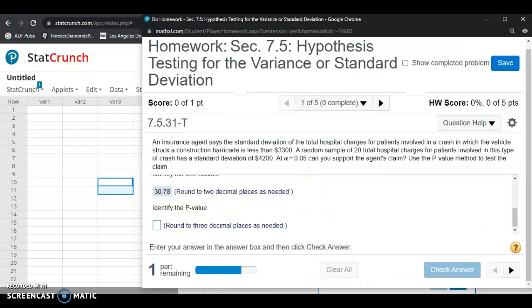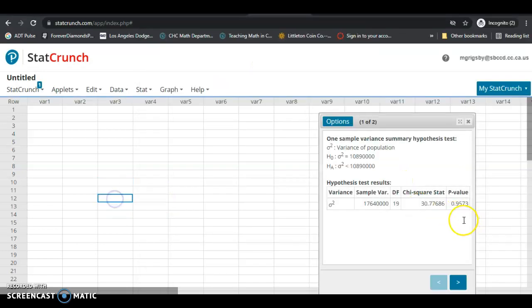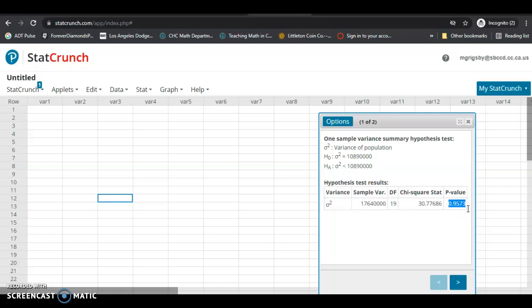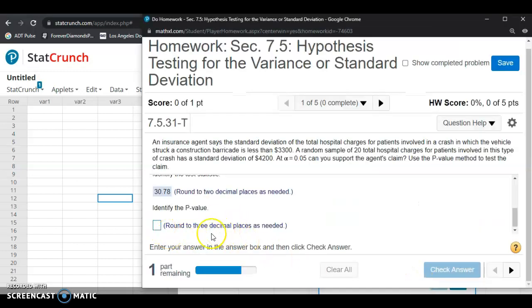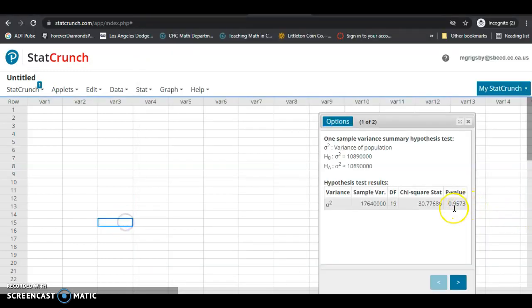Now we need the p-value. Again, our p-value would be this number here, 0.9573. And I think it wants it to 4 decimal places, so 0.9573 will be the answer there. So rounded to, okay, it's 3 decimal places, 0.957.